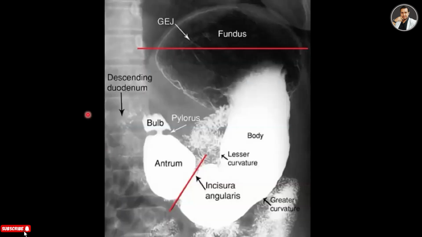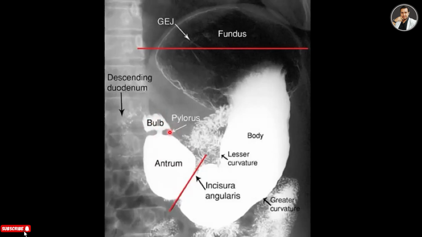And this is a beautiful image of the barium meal. This is one of my favorite images that I found. You can see that the fundus is filled with gas, and this is the body part filled with the barium sulfate solution, and this is the lesser curvature and this is the greater curvature, and this is called the incisura angularis. This part is the incisura angularis, and this part is the antrum of the stomach, and this is the bulb, duodenal bulb or cap.